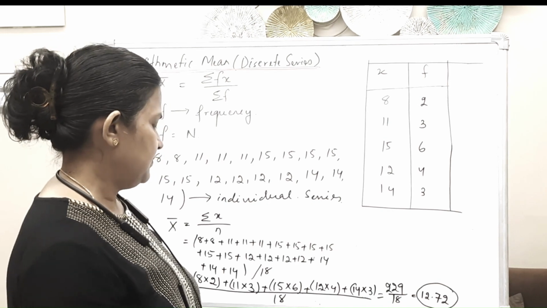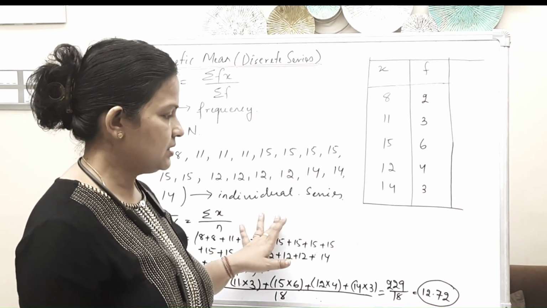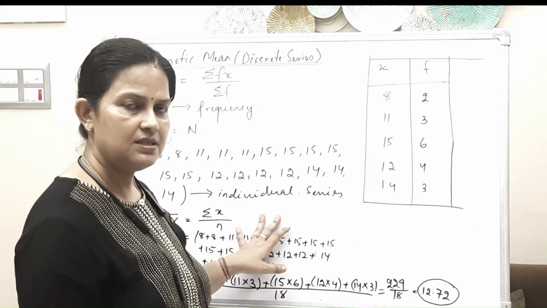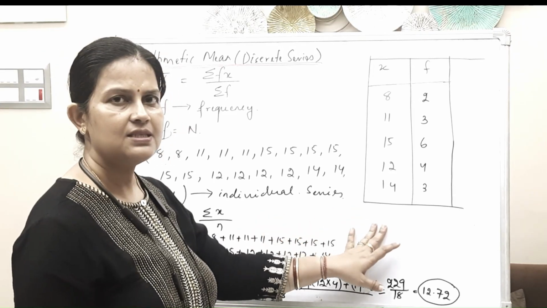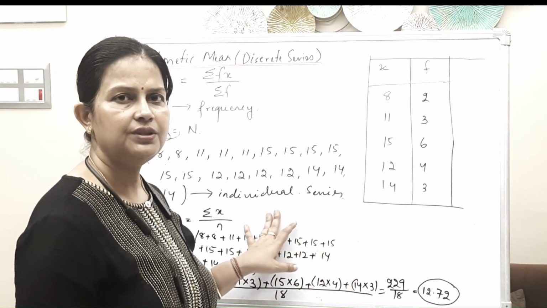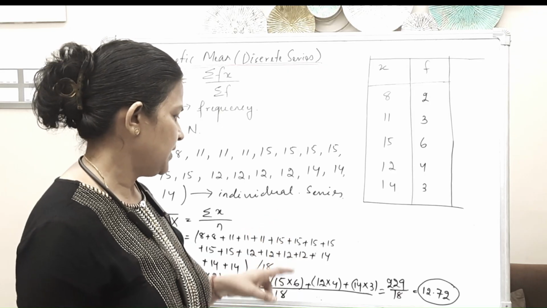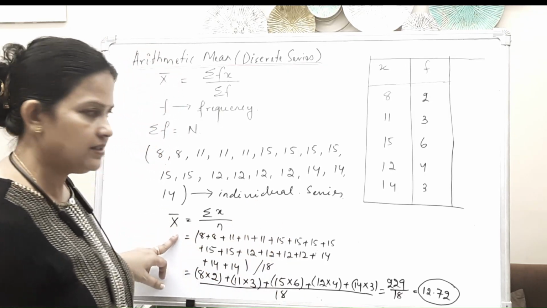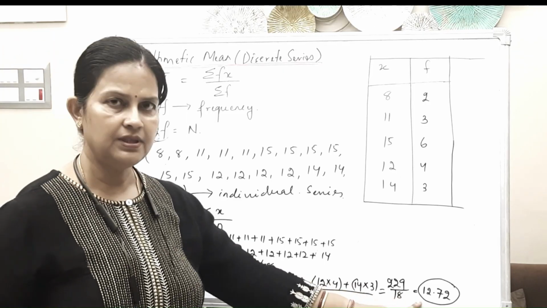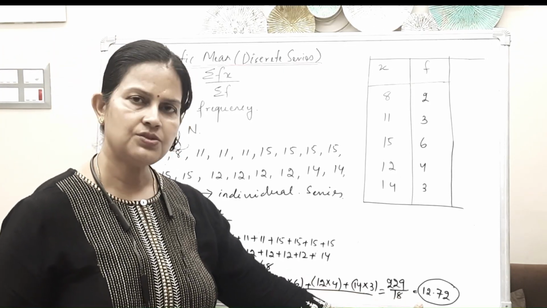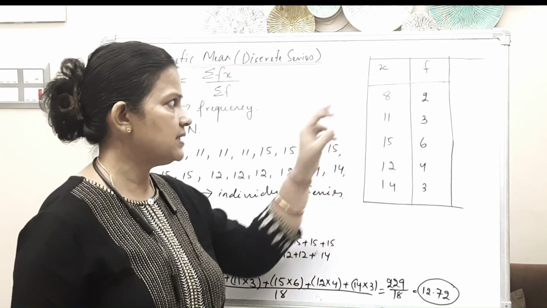So we can see this is our individual series. Discrete series is nothing but a conversion of the individual series. We have applied individual series here and got our answer as 12.72. Let us go to discrete series.